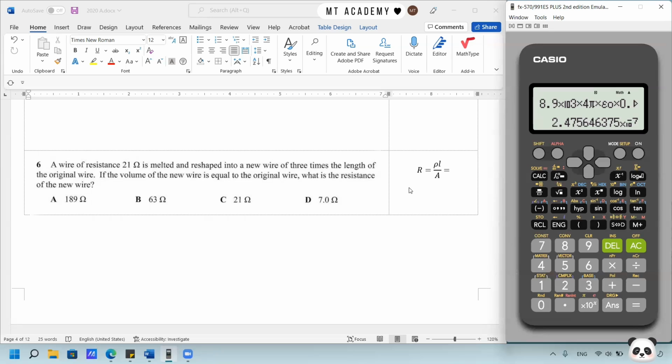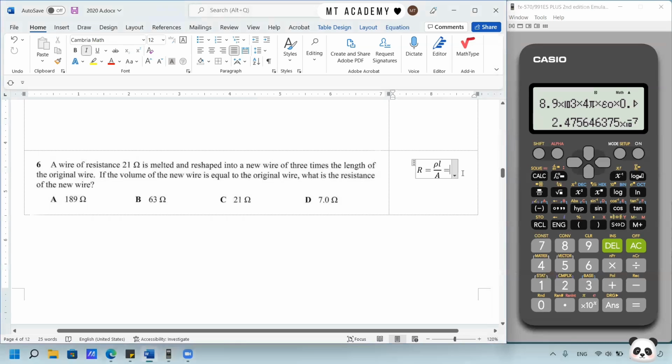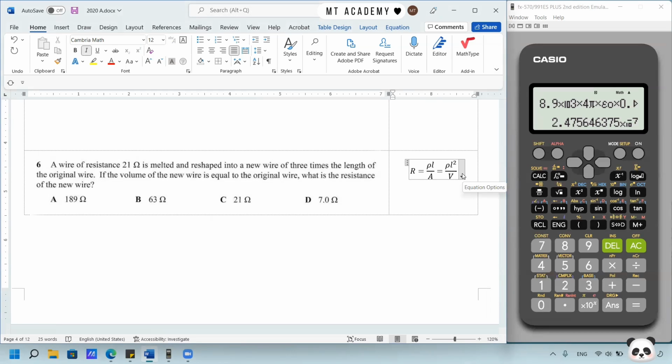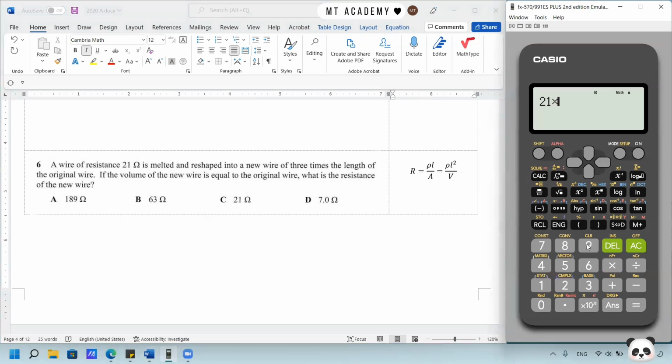So we know that the volume is equal to the area multiplied by the length of the wire. So here we could express R as rho L squared over the volume. So here we can see that the resistance is directly proportional to the square of the length of the wire. So with 3 times the length, the new resistance should be 3 squared, which is 9 times the original resistance, which is 21 multiplied by 9. It should be 189 ohm. So the answer will be A for this case.